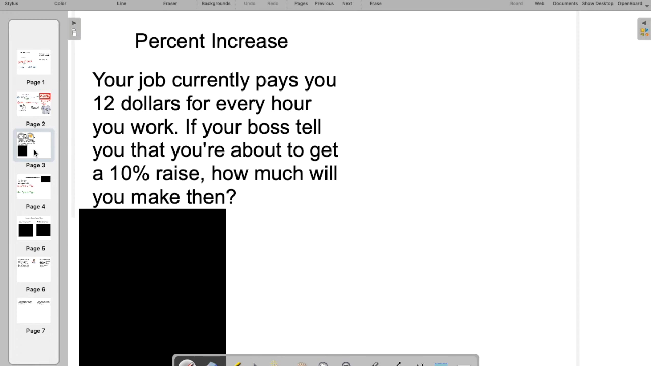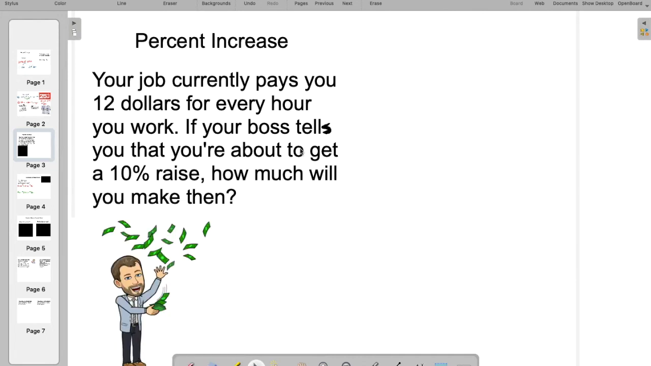So this time, the only difference is that second step. Our question says, your job currently pays you $12 for every hour that you work. If your boss tells you you're about to get a 10% raise, so that'd be a 10% increase, how much will you make then? As soon as Mr. Schmidt hears that you're going to be making more money, of course, we're going to have a party. Okay? So how much money will we have after our 10% raise?